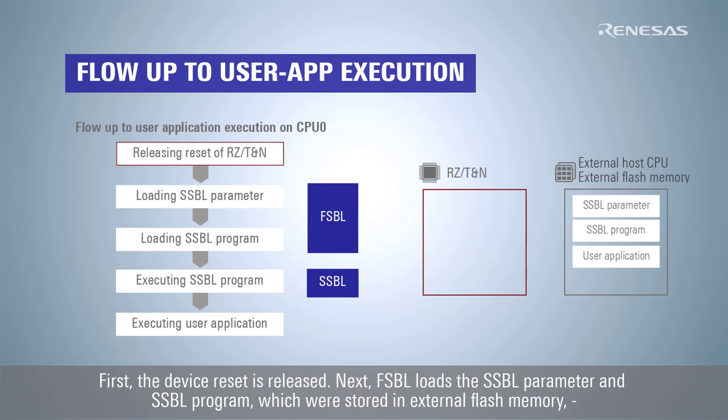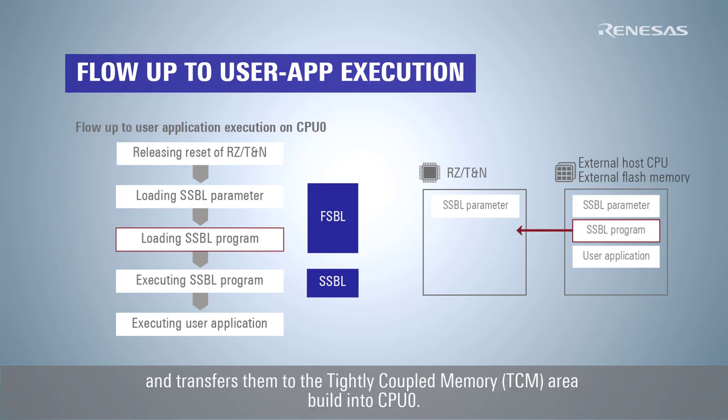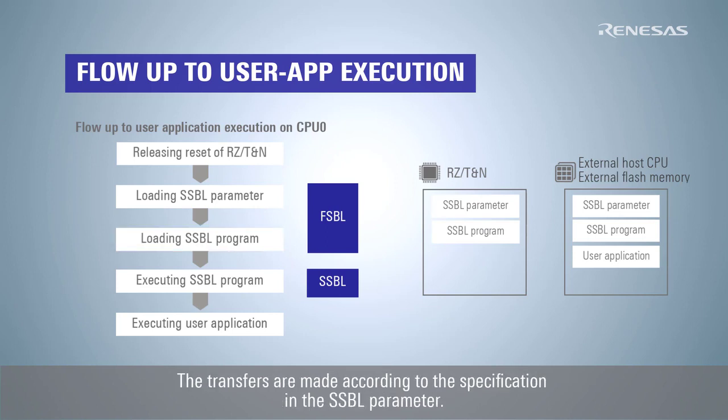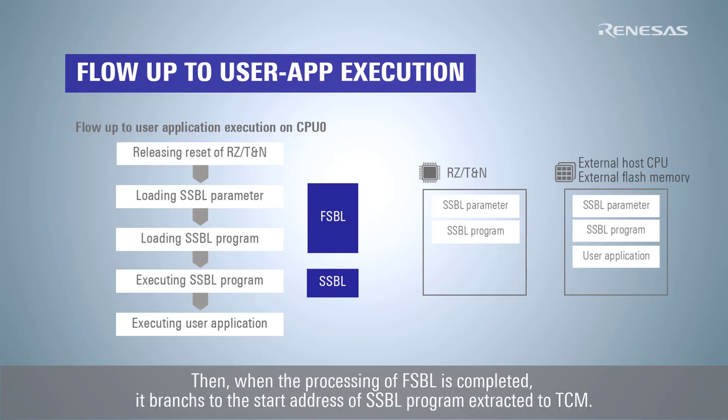First, the device reset is released. Next, FSBL loads the SSBL parameter and SSBL program, which were stored in external flash memory, and transfers them to the tightly coupled memory, TCM, area built into CPU 0. The transfers are made according to the specification in the SSBL parameter. Then, when the processing of FSBL is completed, it branches to the start address of the SSBL program extracted to TCM.